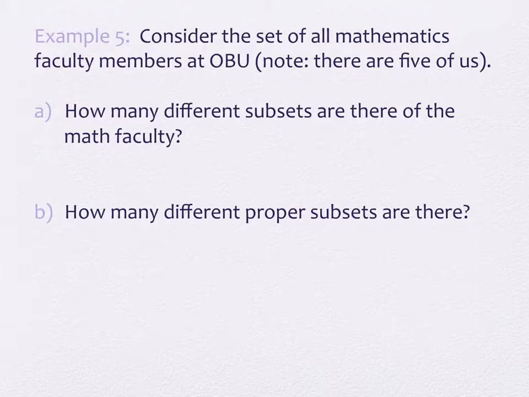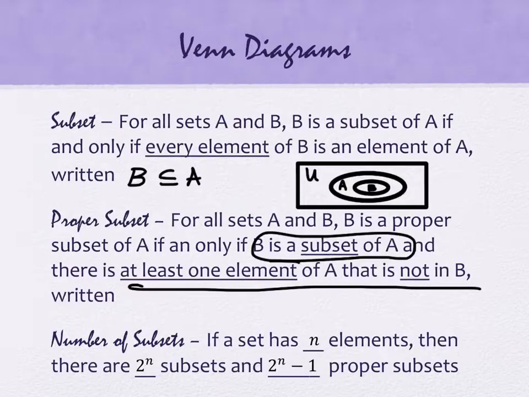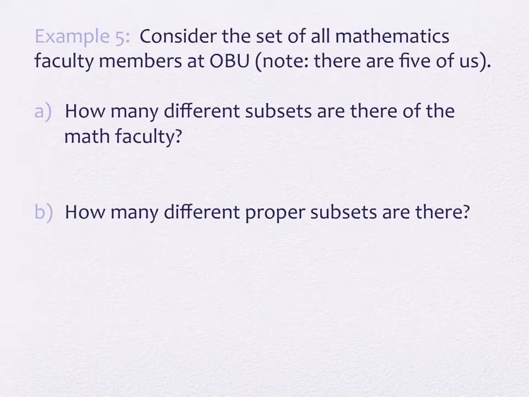All right, we're going to consider the set of all mathematics faculty members at OBU. Just so you know, in case you didn't, there are 5 of us. And the question wants to know how many different subsets there are of the math faculty. Well, we're going to do this by the number of sets formula that I gave below. But then I'm going to talk to you about what those actually look like, so that if you were thinking, okay, but what are those? How are there so many? Because it feels like there's a lot. We can see about how that works.